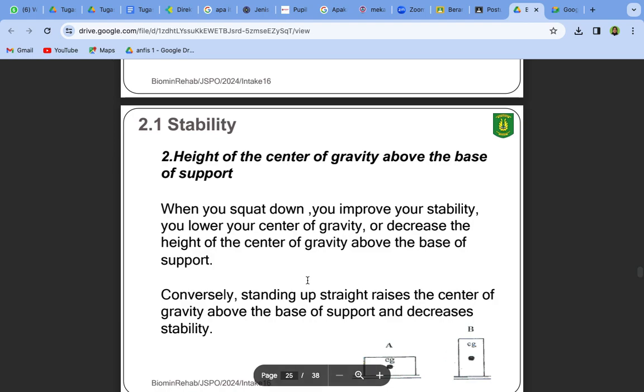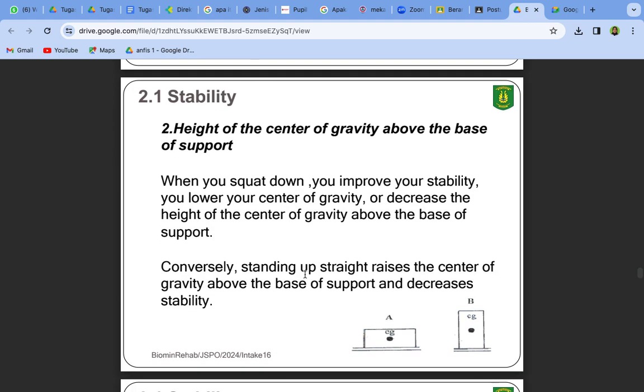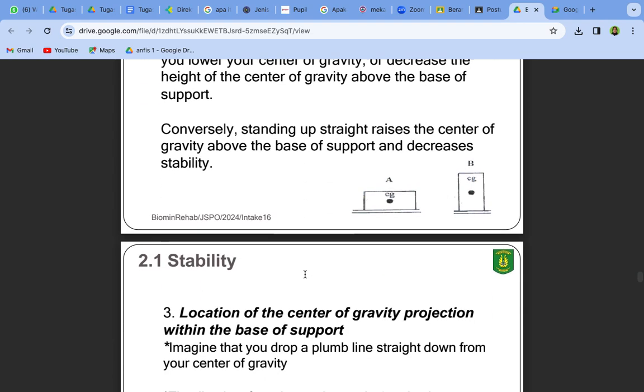Okay, the next is stability 2: height of the center of gravity above the base of support. When you squat down, you improve your stability. You lower your center of gravity, or decrease the height of the center of gravity above the base of support. Conversely, standing up straight raises the center of gravity above the base of support and decreases stability.